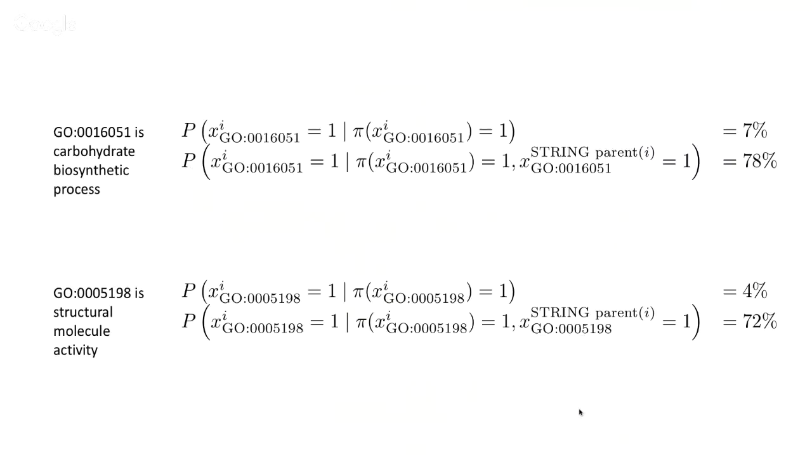Looking at the specific parameters, you can actually see that they are very useful. So here, this is saying the background probability of a protein being a carbohydrate biosynthetic process is 7%, but if we know it's functionally associated to a protein that's involved in carbohydrate biosynthesis, then that probability would go up to 78%.